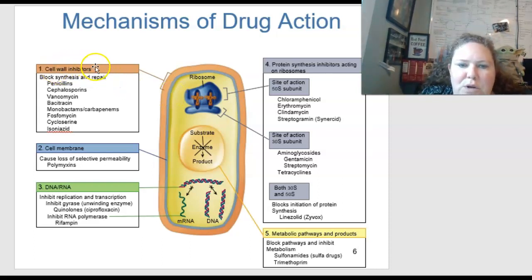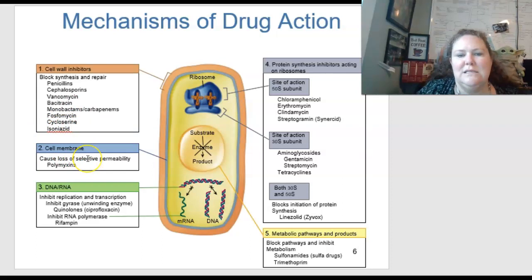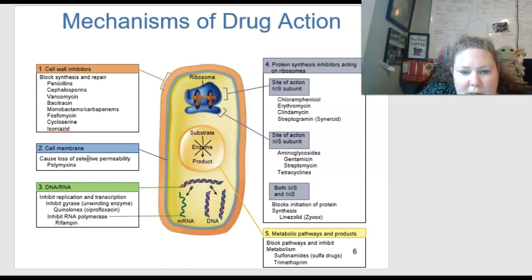But the cell wall inhibitors are going to work to block the making and repair of the cell wall, and these would be like your penicillins, your vancomycins, your bacitracin, right? Cycloserine, etc. The ones that target cell membranes and can cause the loss of selective permeability would be your polymyxins. The ones that target DNA or RNA and therefore inhibit replication, transcription, etc., would be like the ciprofloxacins or the rifampins, right?